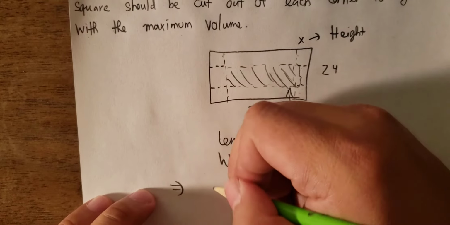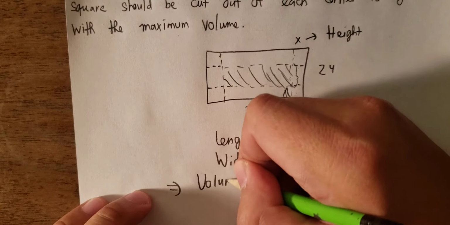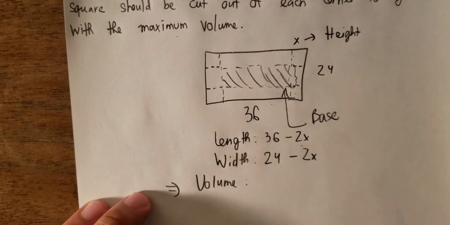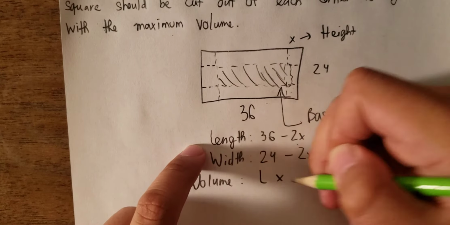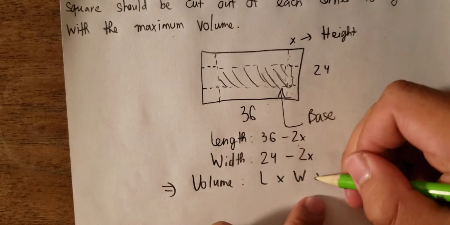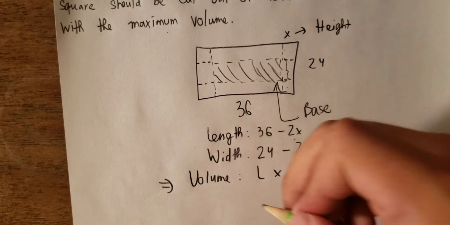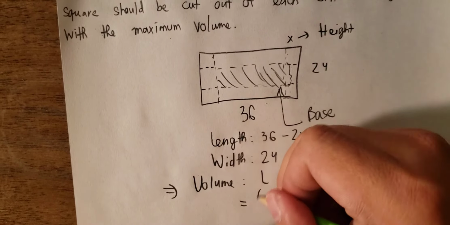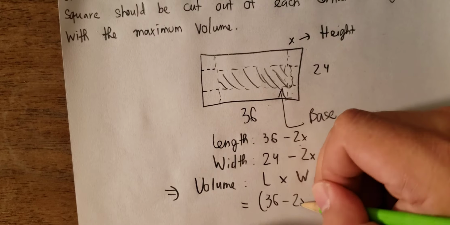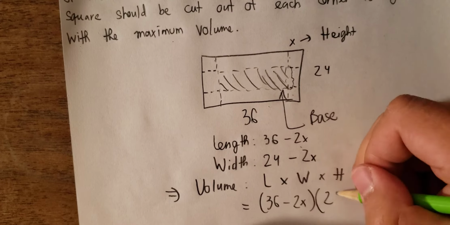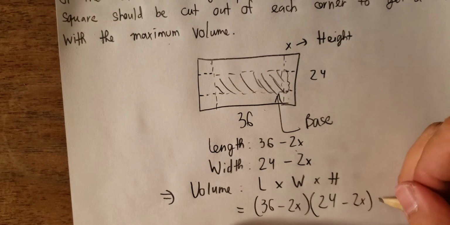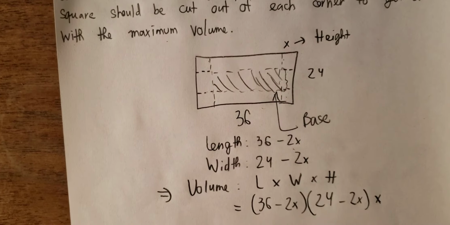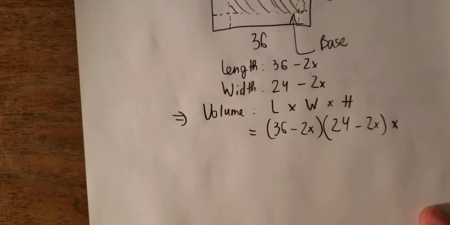The second one is about the volume. So the volume is the length multiplied with the width multiplied with the height. And we have length is 36 minus 2s, width is 24 minus 2s, and height is s in here. So that's the second step.